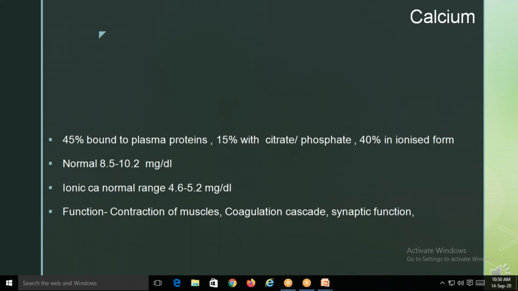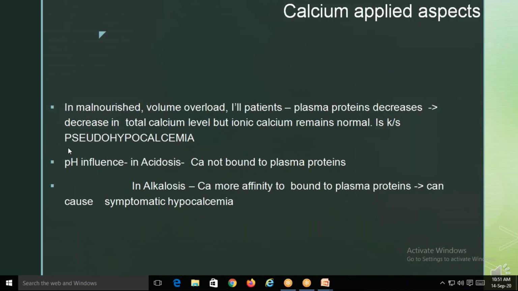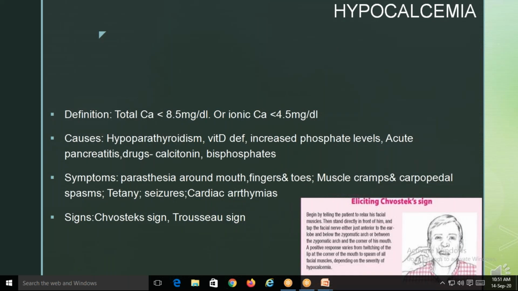Most of the calcium is bound to plasma proteins, 15% is conjugated with citrate or phosphate, and the rest is in the ionized form. Its functions are contraction of the muscles and the coagulation cascade, and it is transported in the blood. In malnourished patients, volume overload will be there and plasma proteins decrease. So the total calcium level decreases, but the ionic calcium level remains the same.